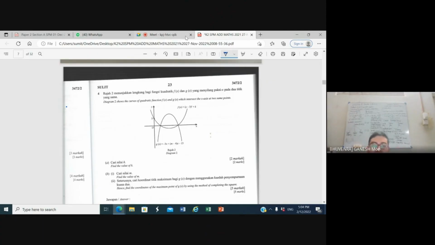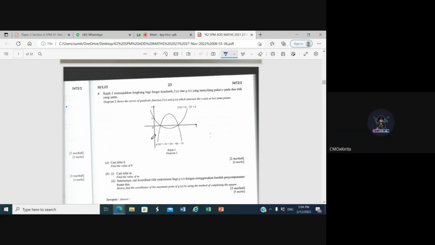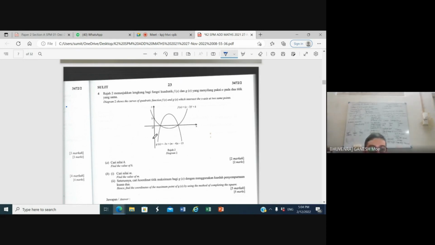What chapter is this? When you see this directly, what chapter? Quadratic chapter. Okay. And the question actually told it already. Yeah, Form 4.